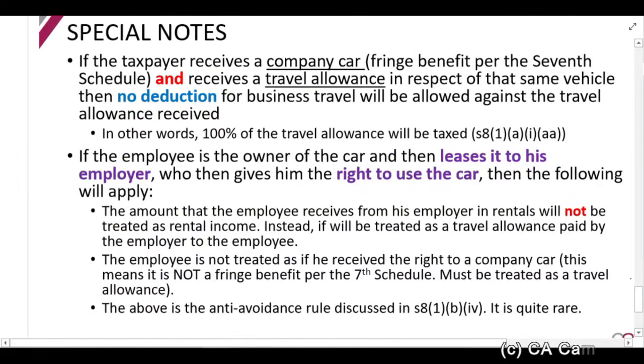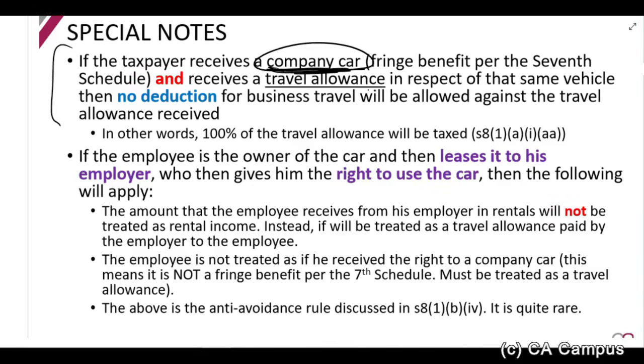Then just 2 special notes here, not very common to see, but let's just quickly make a comment about it. If your employer gives you a company car, so they say, here is the actual vehicle for you to use, and they give you a travel allowance. So they say, here's a car for you to use, and we give you 2,000 rands a month as a travel allowance. If they do that, you will calculate the company car fringe benefit as per the rules on the 7th schedule. That's studied separately. And then the travel allowance that you receive is taxed in full.